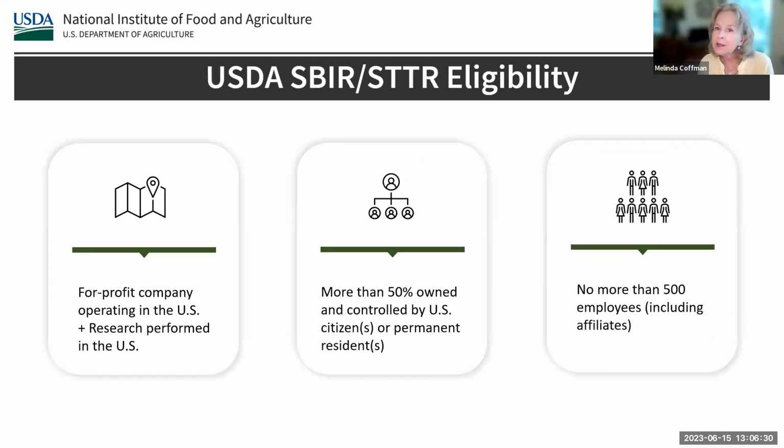A little bit about SBIR and STTR eligibility. So you have to be a small business that is for-profit, no nonprofits, and you have to be operating in the US, and the research should be performed in the United States. So more than 50%, it has to be owned and controlled by a US citizen or a permanent resident. And then as a small business, that means you have no more than 500 employees, and that includes affiliates.